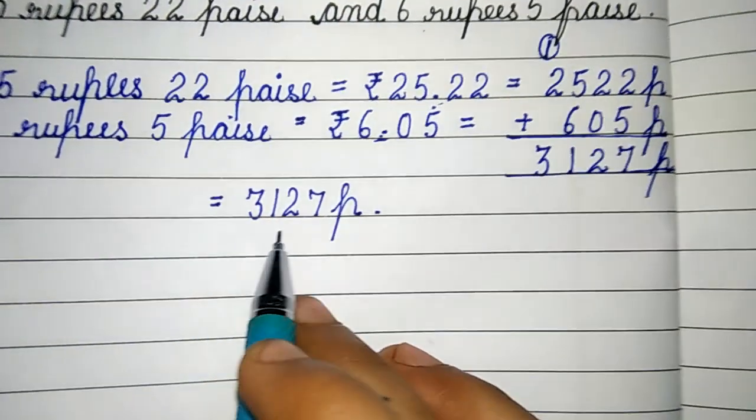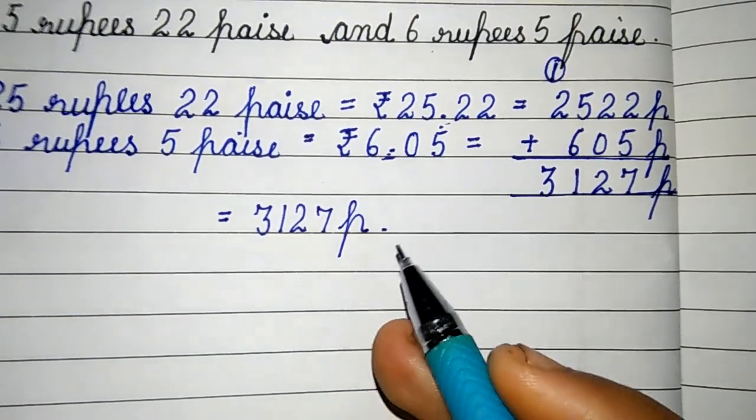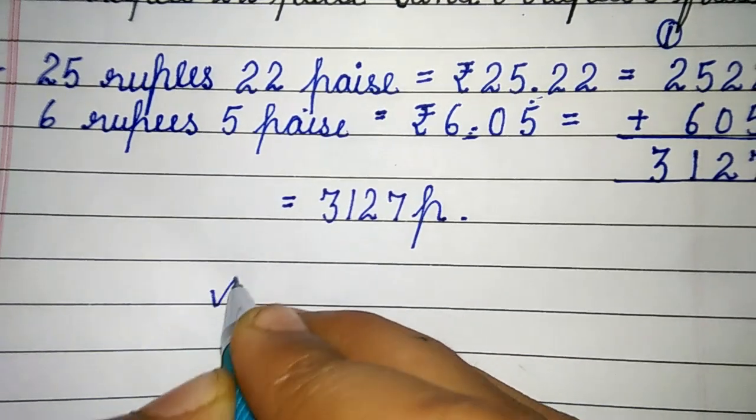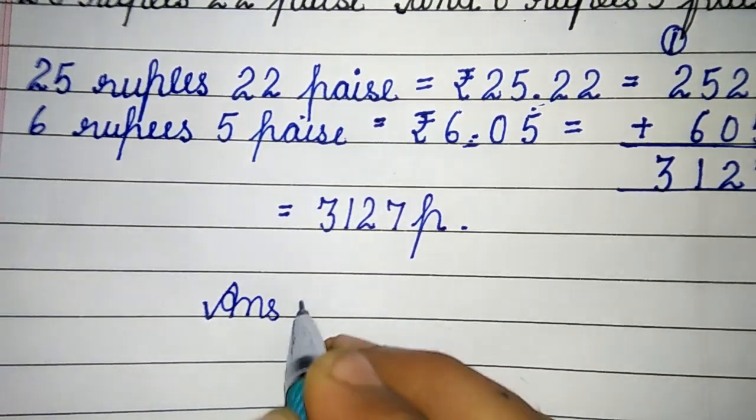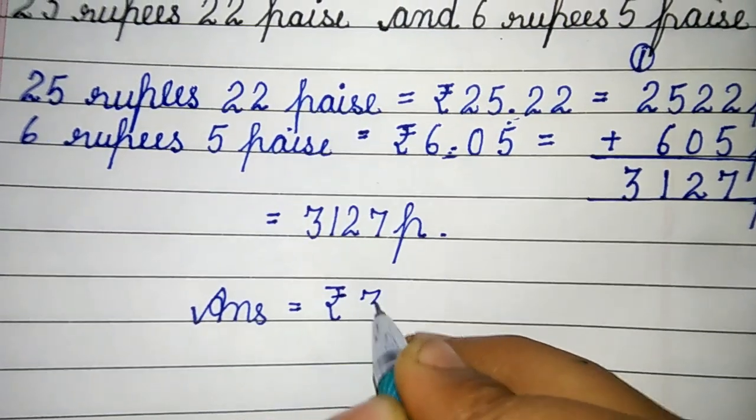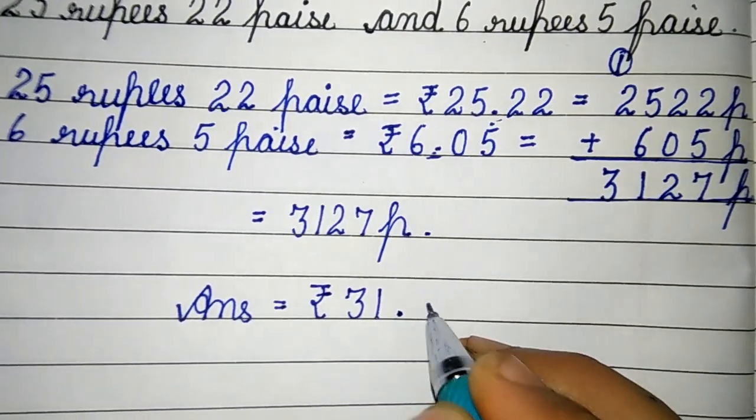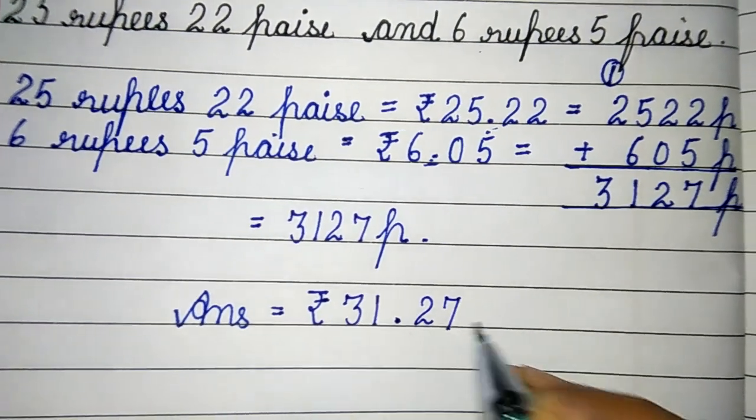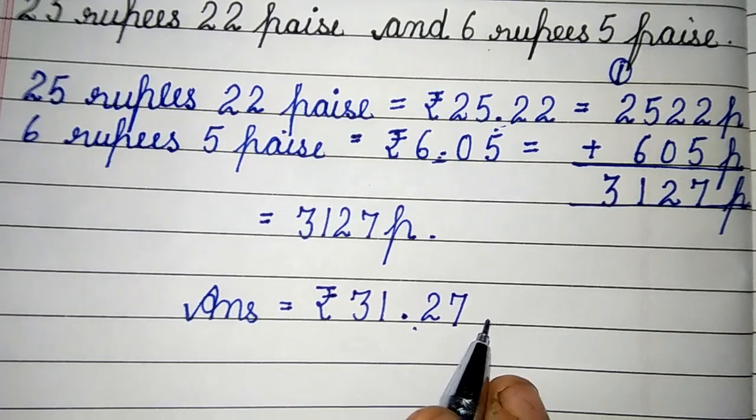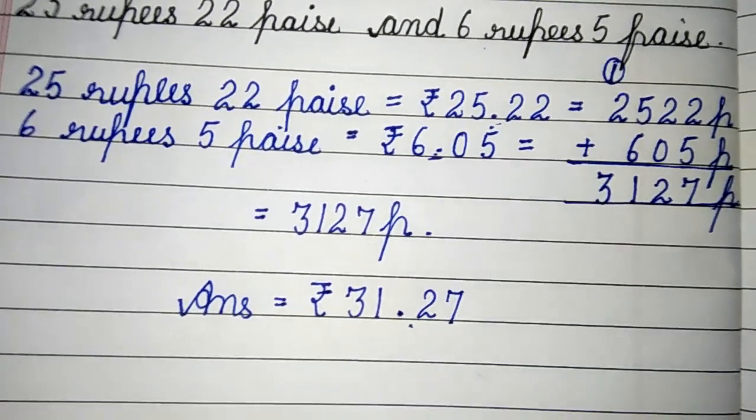Now this amount we convert into rupees and paise. Symbol of rupees. Write rupees 31.27. Rupees 31.27 paise. Is that clear? Okay.